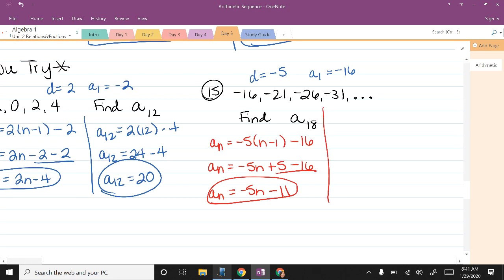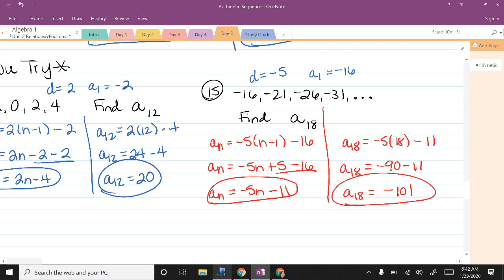I want to find the 18th term, right? So A sub 18 equals negative 5 times 18 minus 11. What's negative 5 times 18? Negative 90 minus 11 is negative 101. Raise your hand if you got negative 101 from A sub 18. Good job. All right.